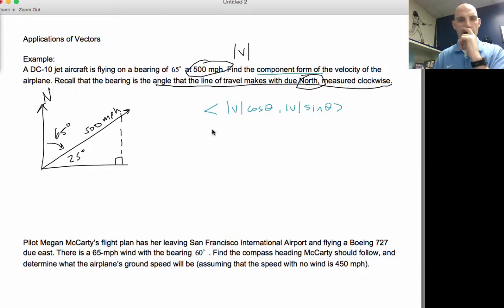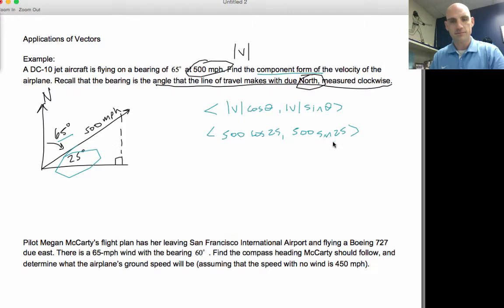Well, the magnitude is the speed, so this is 500. My speed here is my magnitude. My theta is based on that reference angle right here with the x-axis. So they give me 65, but I deduce 25, so this is 500 cosine of 25, and then 500 sine 25, right there. Okay, so roughly we're talking 453.15, comma, 211.31 on my components there.